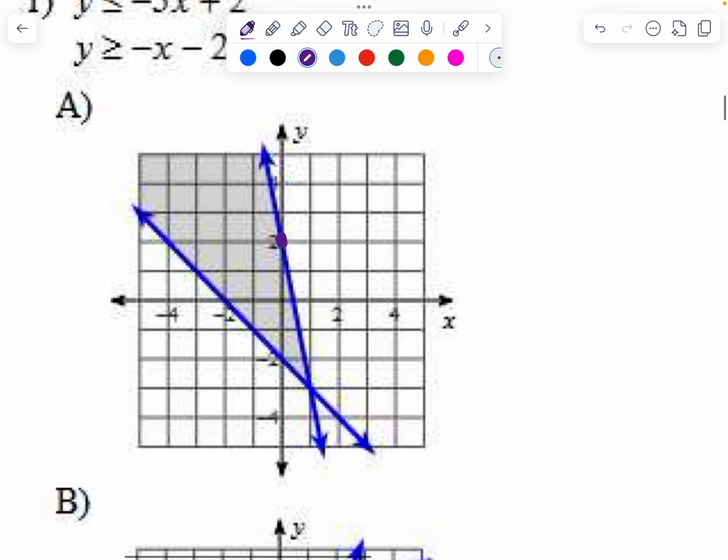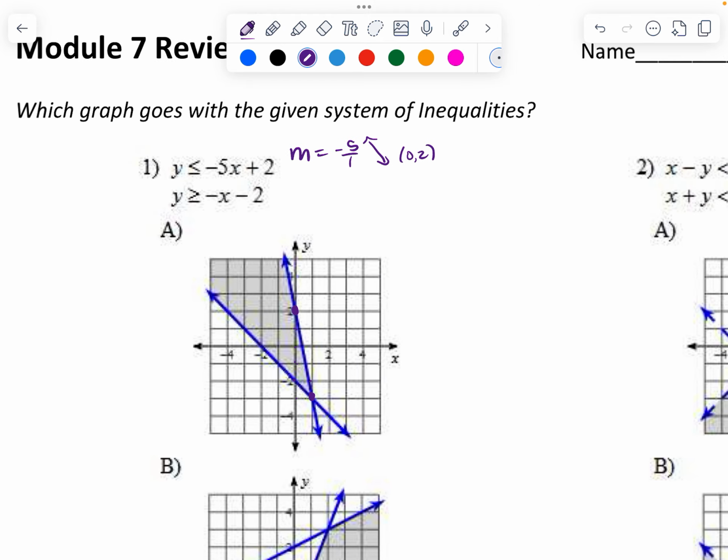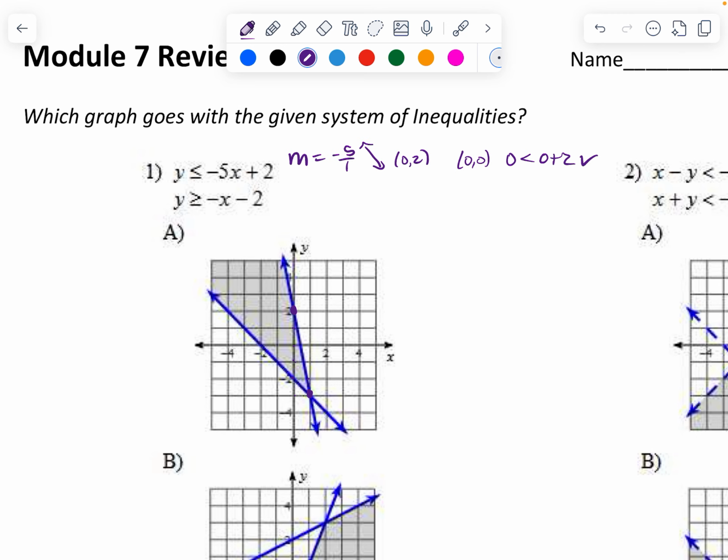Down 5, let's see. 1, 2, 3, 4, 5 over 1. There we go. Okay, so we do have that. Then it says less than. So if I did 0, 0 on this, would it pass? It would be 0 is less than 0 plus 2. Okay, so that would work. So that shading works. So we know this one is correct.